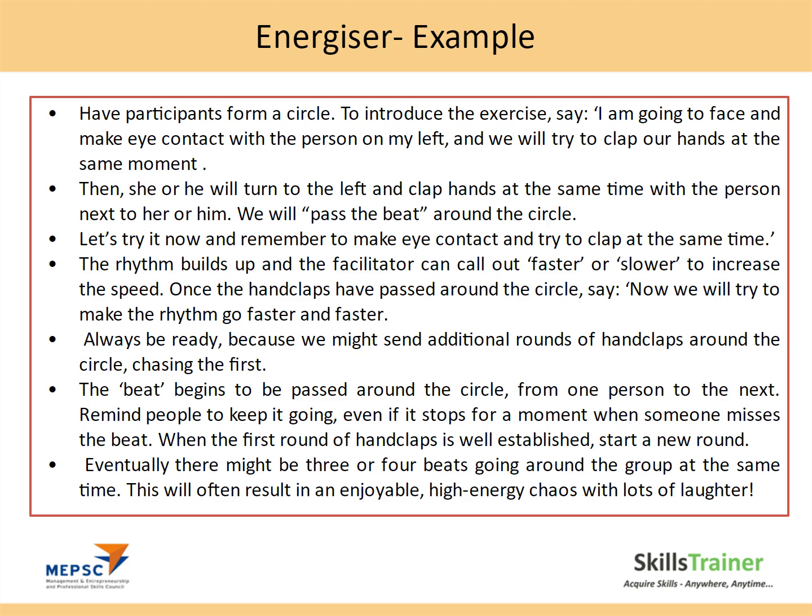The rhythm builds up and the facilitator can call out faster or slower to increase the speed. Once the hand claps have passed around the circle, say, now we will try to make the rhythm go faster and faster. Always be ready because we might send additional rounds of hand claps around the circle chasing the first. The beat begins to be passed around the circle from one person to the next. Remind people to keep it going, even if it stops for a moment when someone misses the beat.